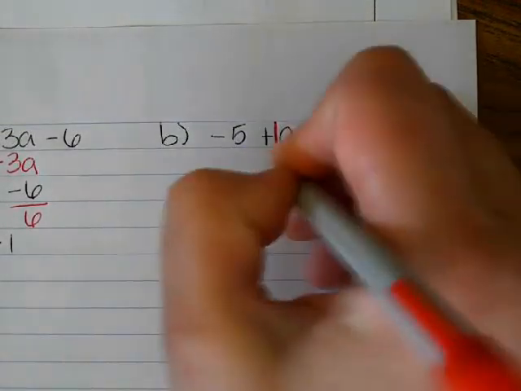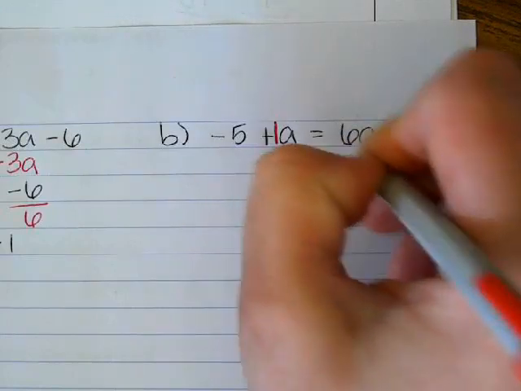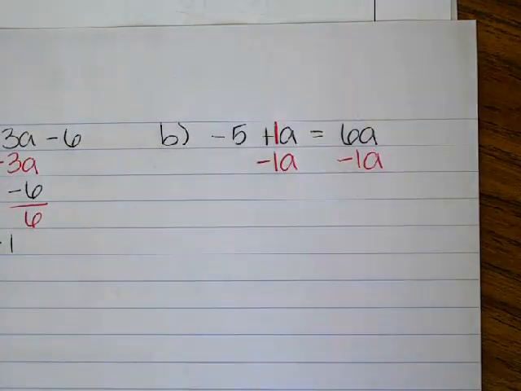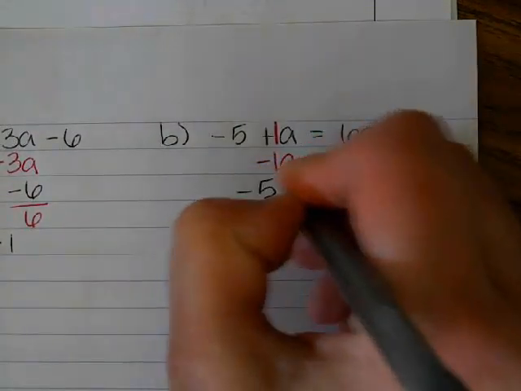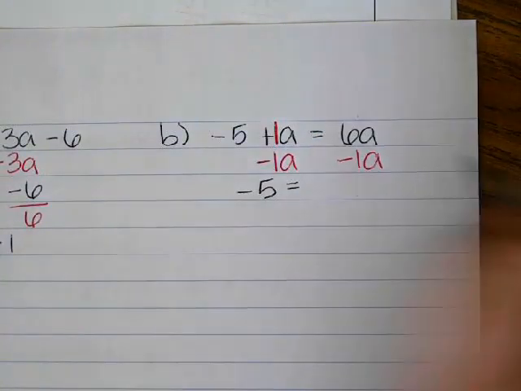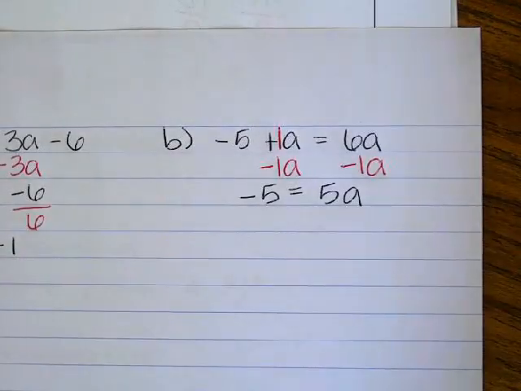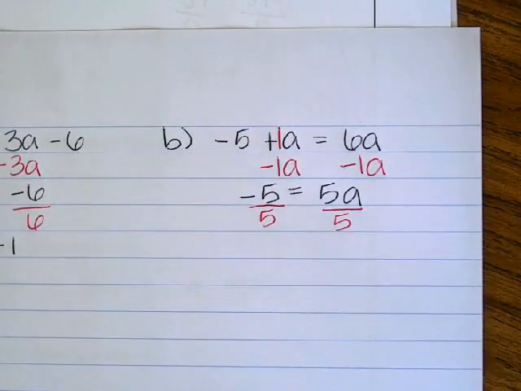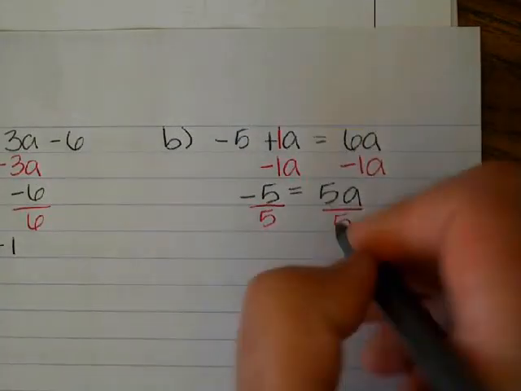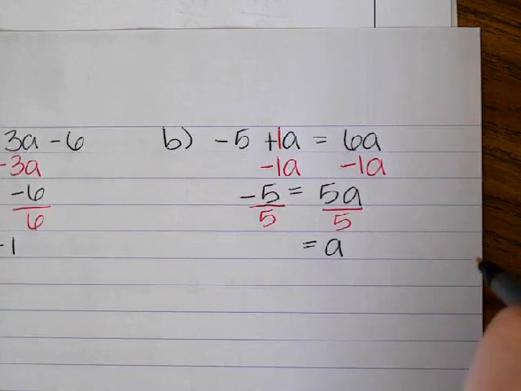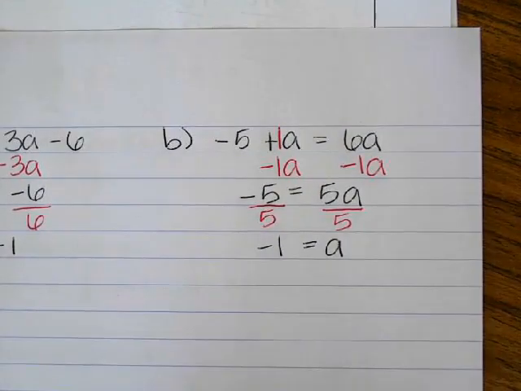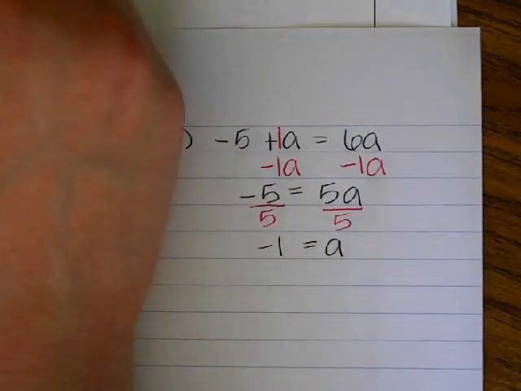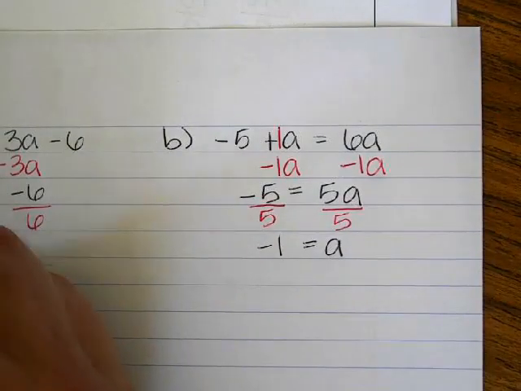So we've got negative 5 equals what? 5a. Okay. And what should I do? Divide by 5. A equals negative 1. Okay. So the answer is not B, because we're looking for answers that are not negative 1. Next it says A minus 5 equals 4A.